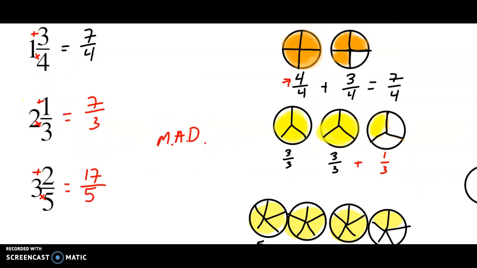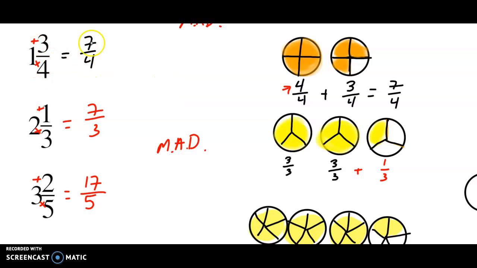And that is how you change a mixed number to an improper fraction. All right, copy it and make a selfie.